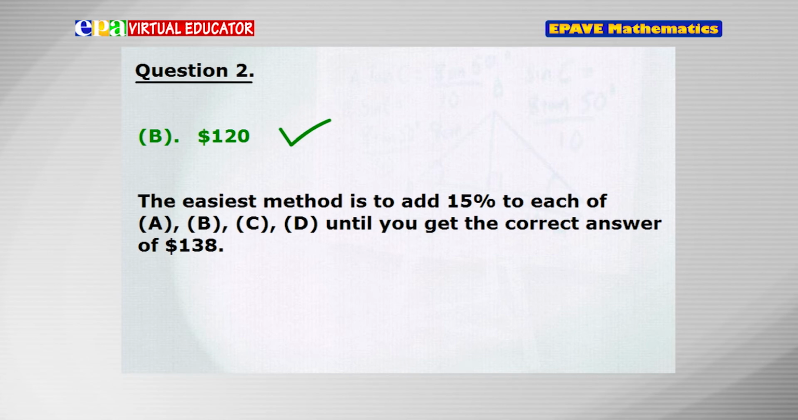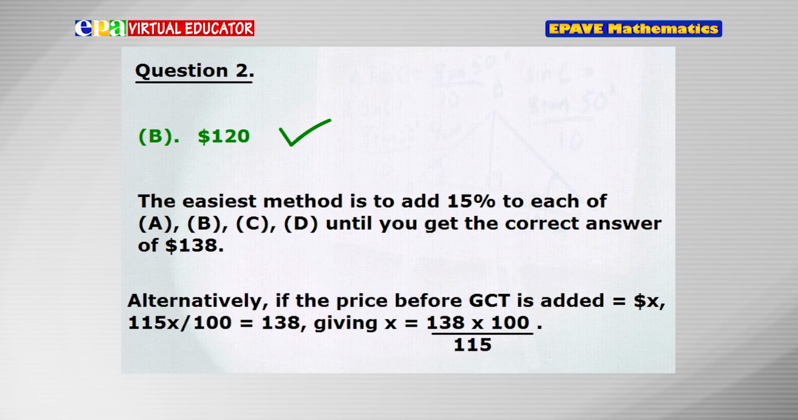The correct response to question 2 is B. The easiest method is to add 15% to each of A, B, C, and D until you get the correct answer of $138. Alternatively, if the price before GCT is added is equal to x dollars, 115x divided by 100 is equal to 138, giving x equals 138 multiplied by 100 divided by 115.